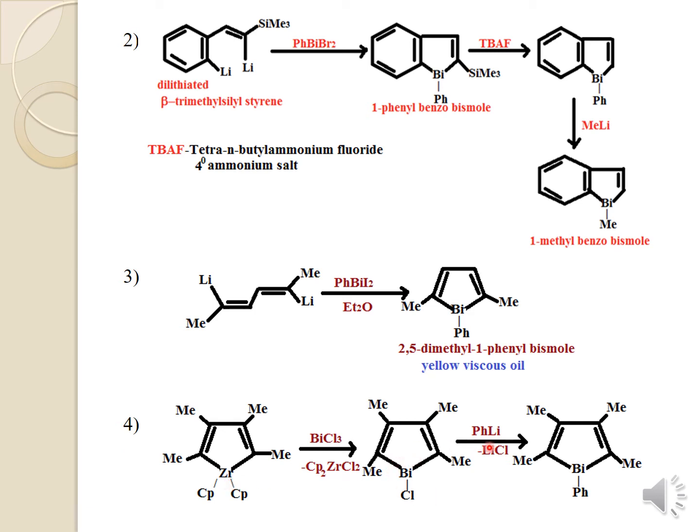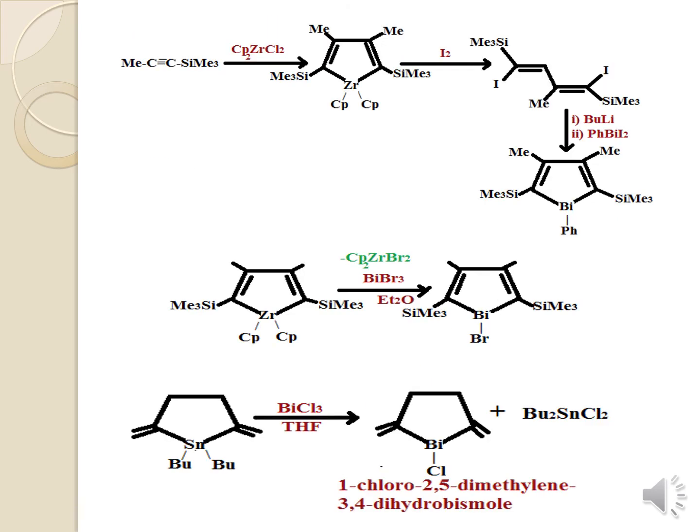And once it is treated with the phenyl lithium, the lithium chloride is cleaved out with the formation of your phenyl compound. The lithium will go and bind with the chloride. Li plus Cl minus will cleave out as LiCl, and the phenyl will go and attack the bismuth, and you will result in this bismuth product. Moving on to the next slide.